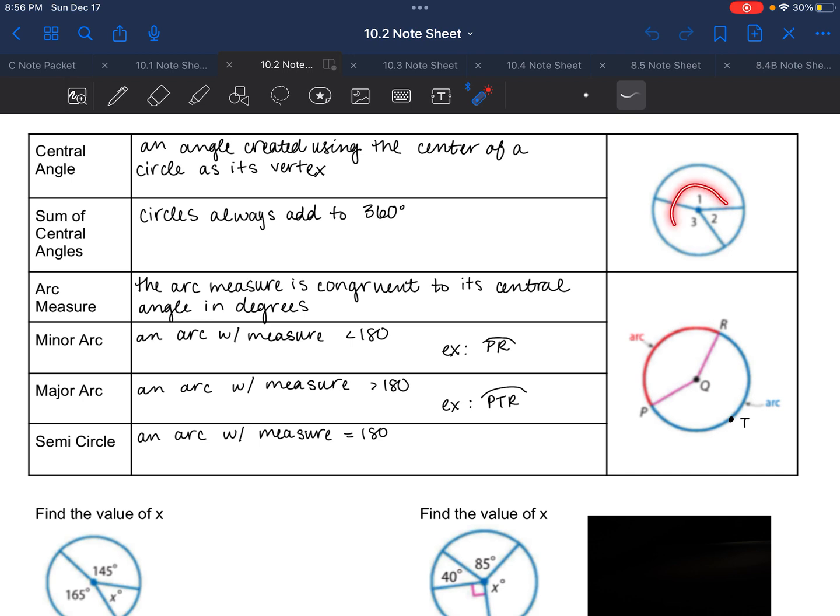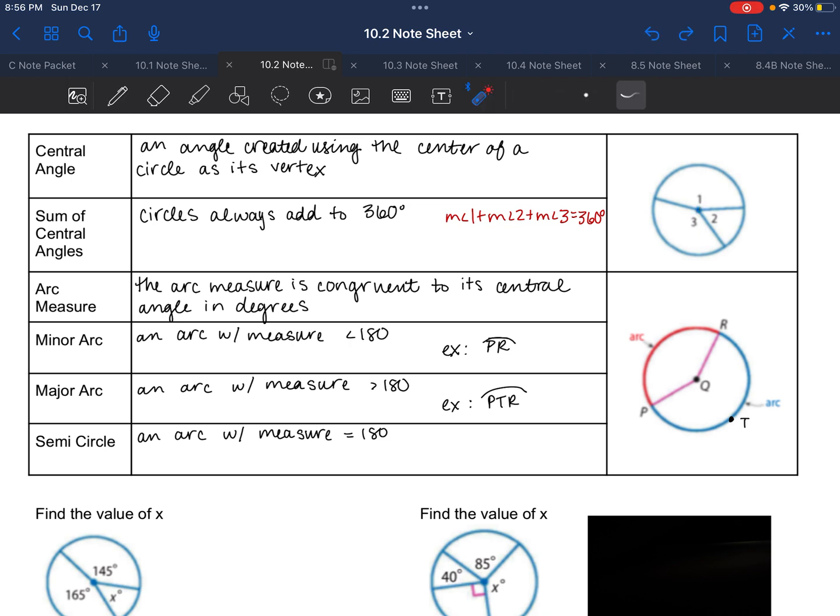The sum of all of your central angles is always 360 degrees. Okay, so the measure of angle 1 plus the measure of angle 2 plus the measure of angle 3 is always going to be 360 degrees. And even if you had an angle 4 and an angle 5 and an angle 6, it adds up to 360.